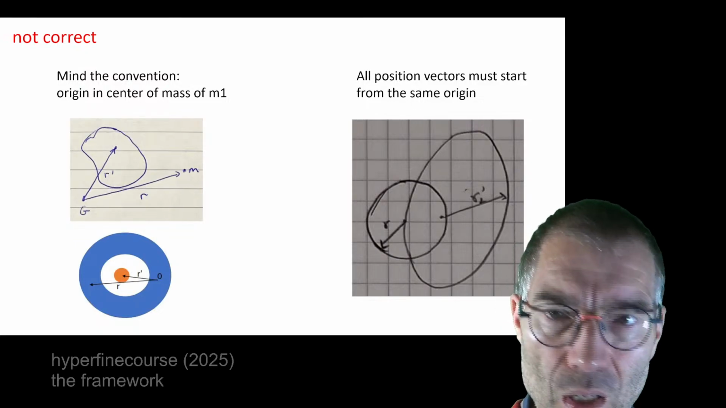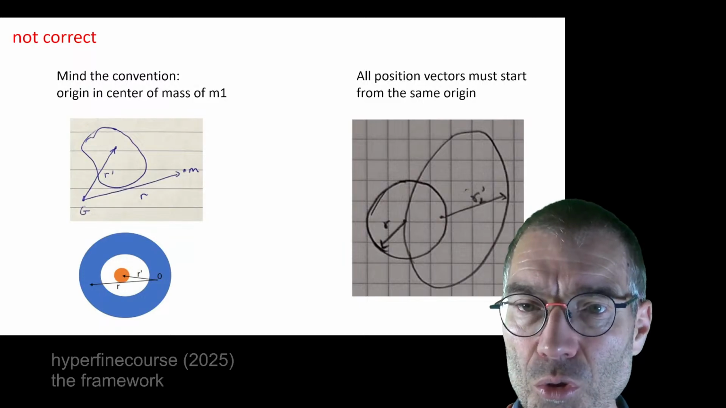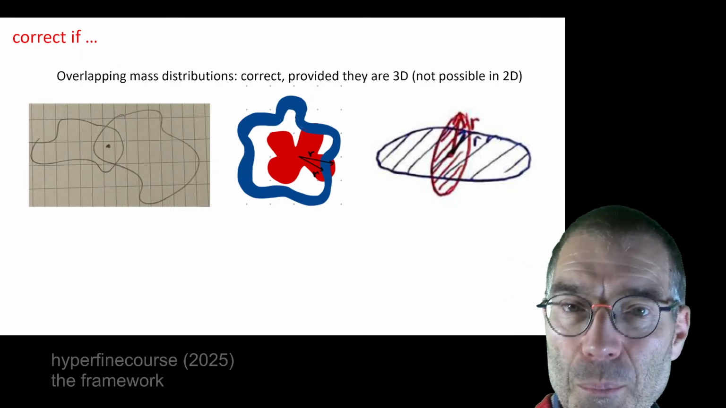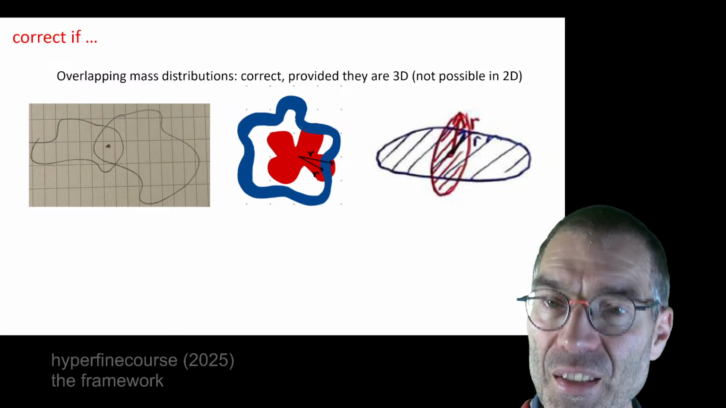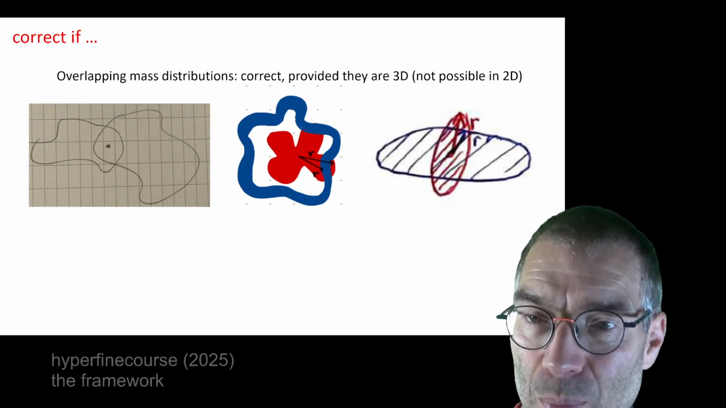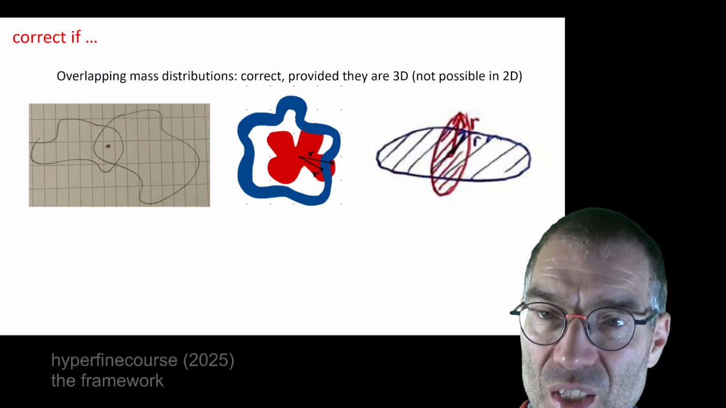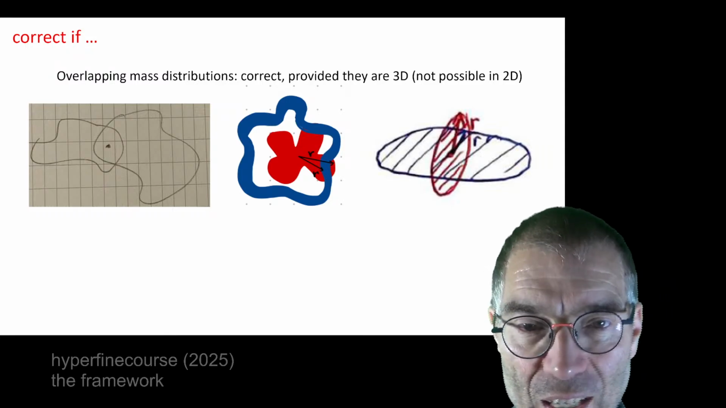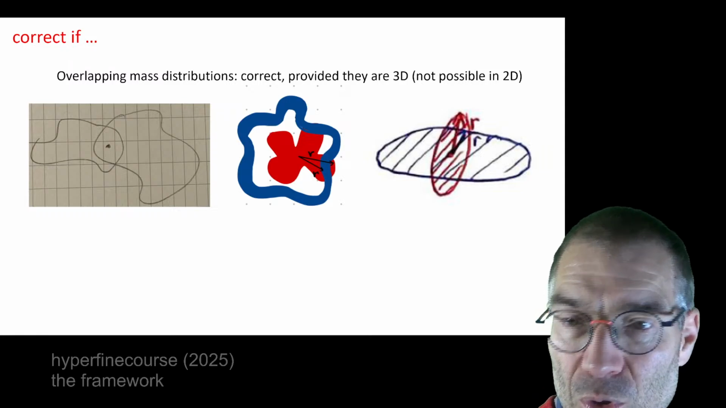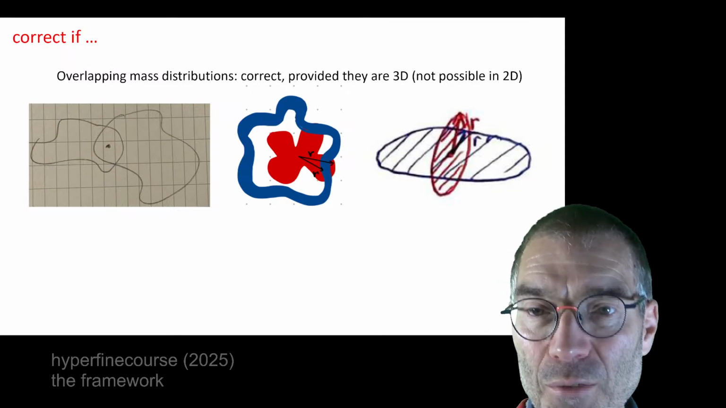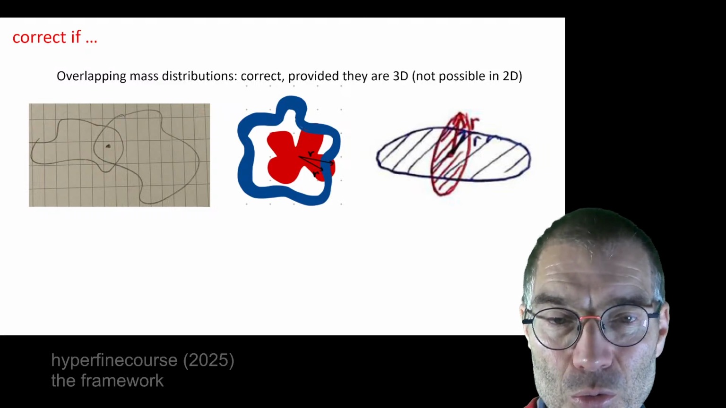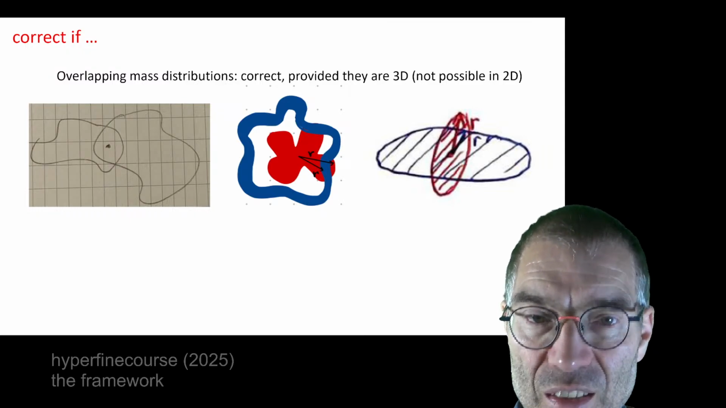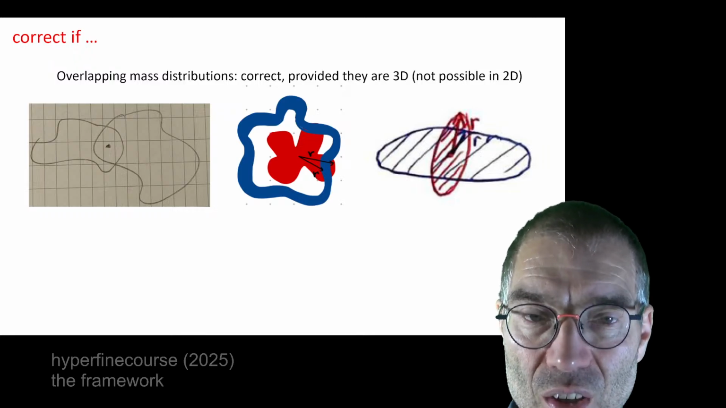So these are answers that are not correct. Some people tried things like this: two mass distributions that overlap, in the sense that there are positions in space where you are inside the two mass distributions simultaneously. That is of course not easily possible because two objects cannot occupy the same place. But if you consider this as a 3D example where you have two very flat mass distributions and you put one on top of the other, then these solutions could be correct. Then you could have, in this way, situations where the condition is not fulfilled.